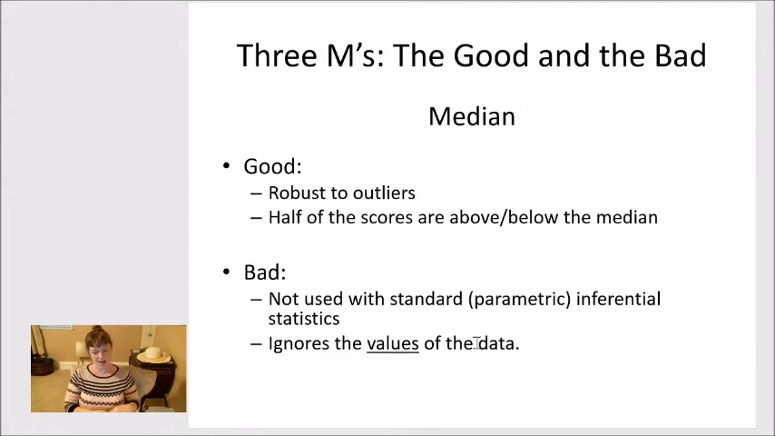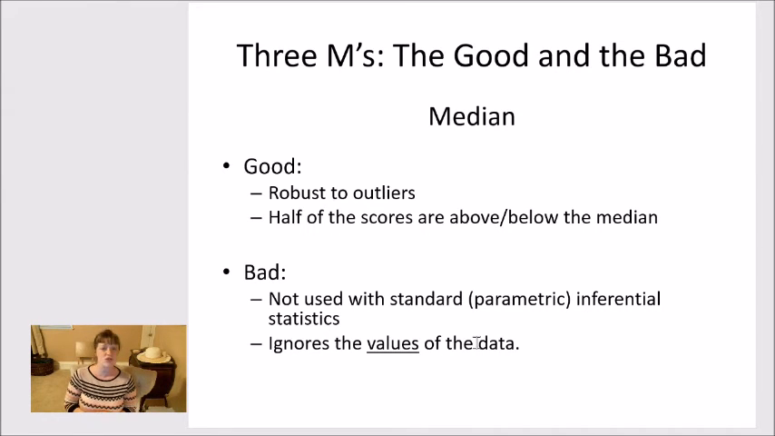The downside of the median is it's not used in what are called parametric inferential statistics. And parametric is just a fancy word to mean the average. And you can't substitute the median when you're dealing with those cool inferential statistics we're eventually going to calculate to ask and answer research questions. You can't use the median because those equations call for the mean. You need to have the mean. And so that's kind of a drag.